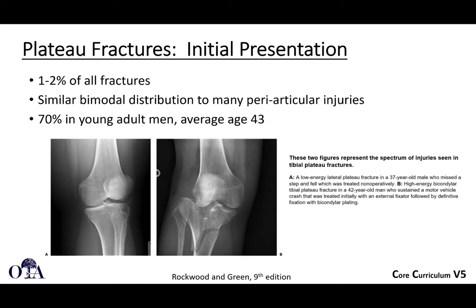So these are 1 to 2% of all fractures you'll see, with a very similar bimodal distribution to many other periarticular fractures, where we see these in young adult trauma patients and then sometimes in older patients as well. So here you can see two different varieties of these fractures, and we'll go through a lot of these different presentations. You have a lower energy, mildly displaced tibial plateau fracture on the left, treated non-surgically, whereas you have this higher energy fracture dislocation type injury on the right.